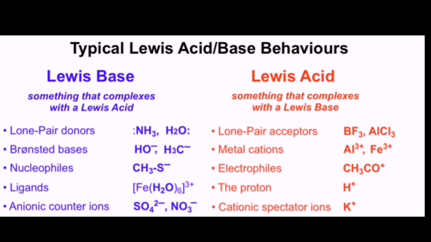Here is a list of Lewis bases and Lewis acids. In a nutshell, we can say that Lewis bases are the substances which contain the lone pair of electrons which they can donate. Lewis bases also contain species which are negatively charged. On the other hand, Lewis acids are those substances which have the tendency to accept the lone pair of electrons. And Lewis acids can also be positively charged species.